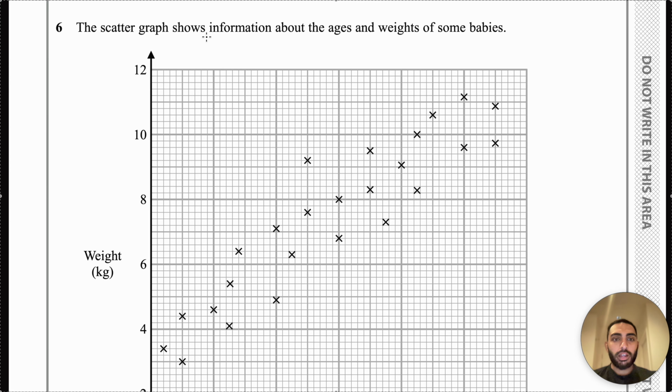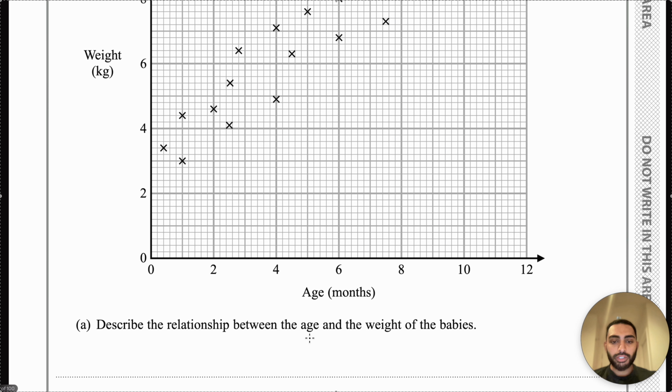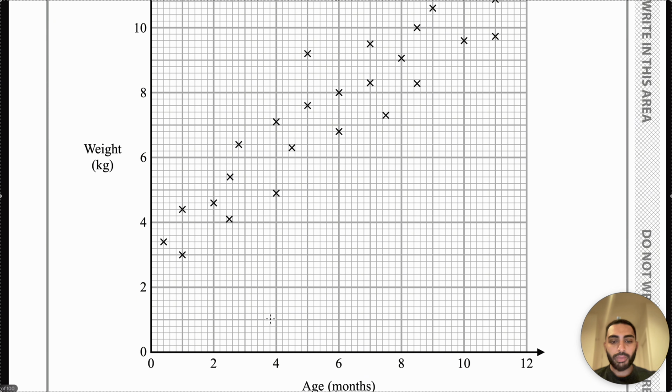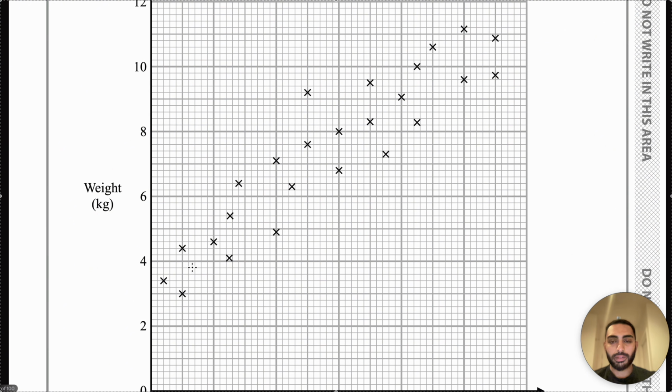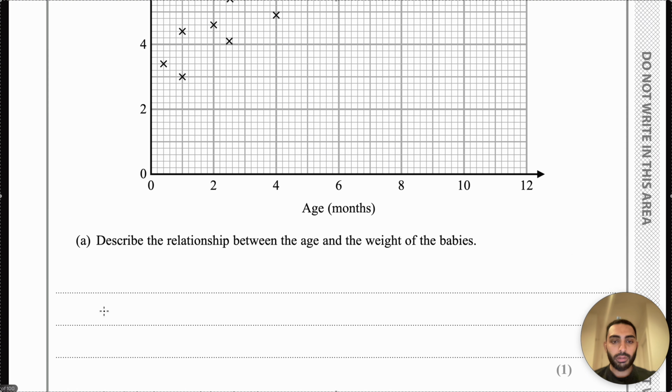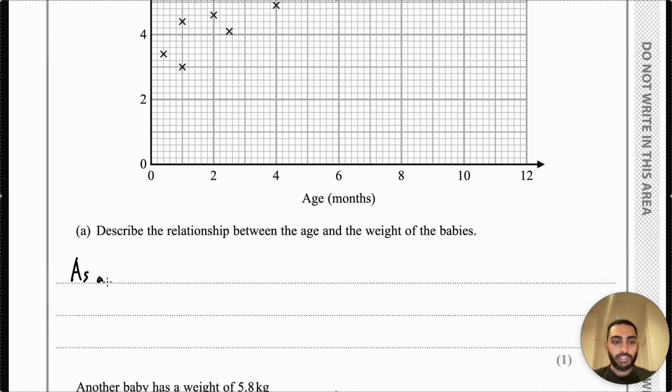Question 6. The scatter graph shows information about the ages and weights of some babies. Describe the relationship between the ages and the weights of the babies. As you can see, as the age is increasing, the weights are also increasing. As one is going up, the other one is going up. So we can just say, as age increases, weights increase.